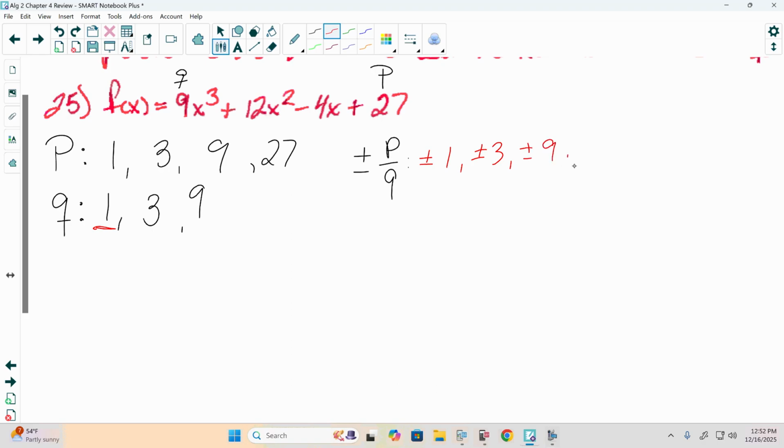because no matter what our factors of P are, when we divide by 1, we get that factor back. Because 1 divided by 1 is going to give us 1. 3 divided by 1 is 3. 9 divided by 1 is 9. And 27 divided by 1 is going to be 27. We just get the numbers back.